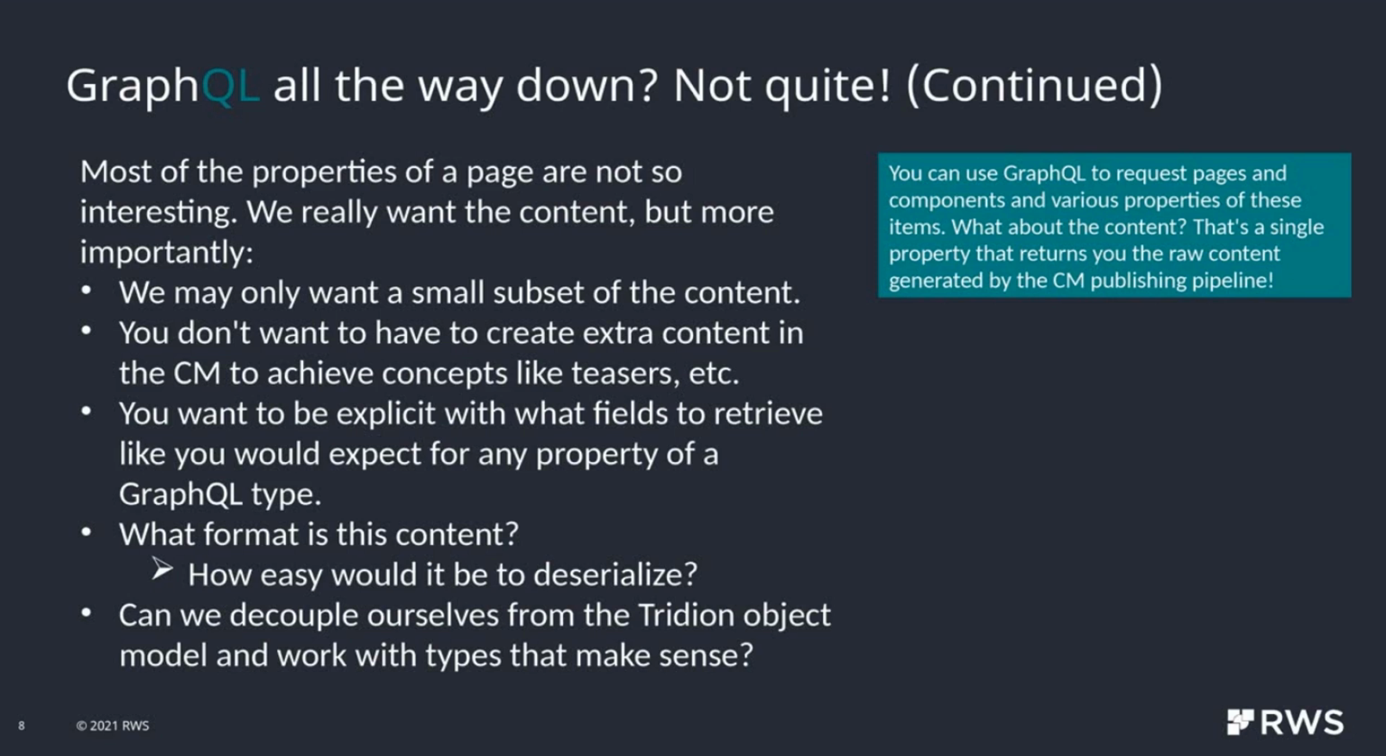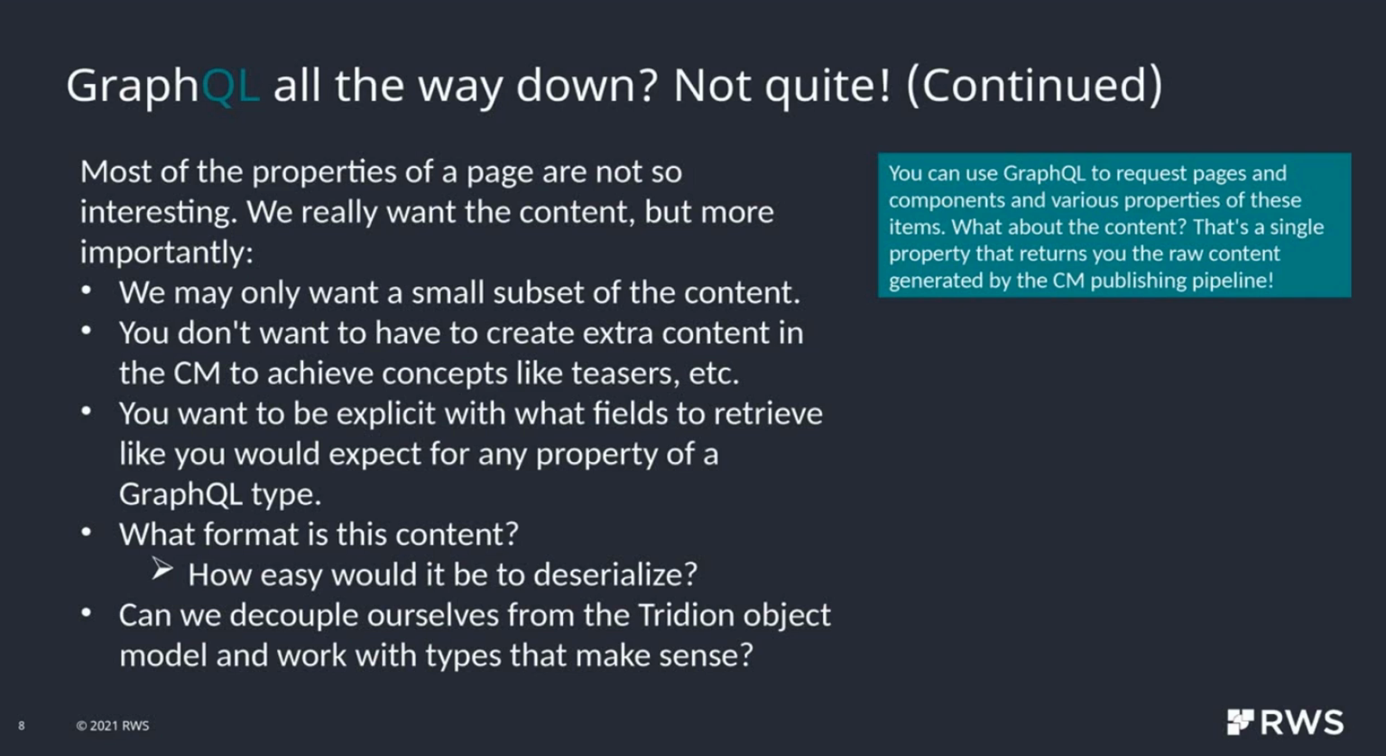I mean, from that example previously, you could see a large block of JSON, but that was only a snippet of the JSON that's available. It could be 100K large, depending on the way you've done it in the content manager. So you really only want a subset, and you want to be able to specify the fields that you want to return. You don't want to have to create any extra content in the content manager to achieve concepts like a teaser.